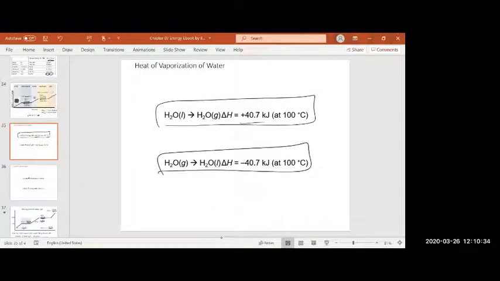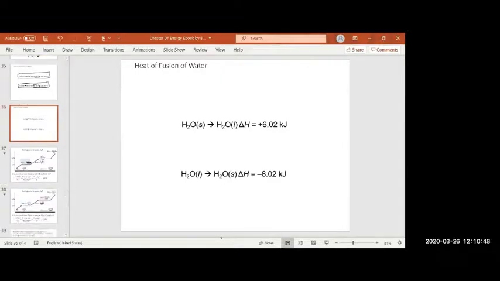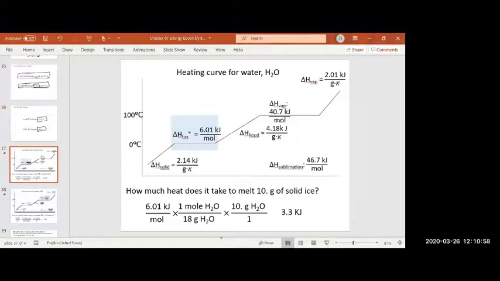For fusion, for the opposite process, for the vaporization, will be the same value but negative sign. For the fusion, going from solid to liquid, you will need 6.02 kilojoule. The opposite will be numerically the same but with the opposite sign. Let's practice with this example.